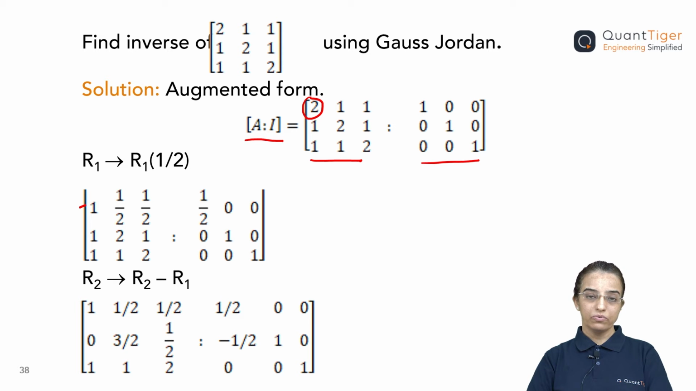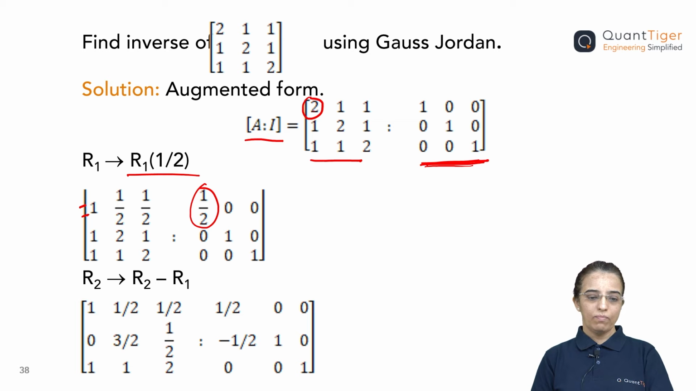I have preferred to do it by dividing. I need to convert this 2 into 1, so I prefer to divide by 2. That's why I selected R1 by 2, and that's how I got the diagonal element as 1. I applied the same across the row, so I got 1/2, 1/2. The same transformation we apply on the identity, the unit matrix, also. That's why here we got 1/2, because R1 has changed.